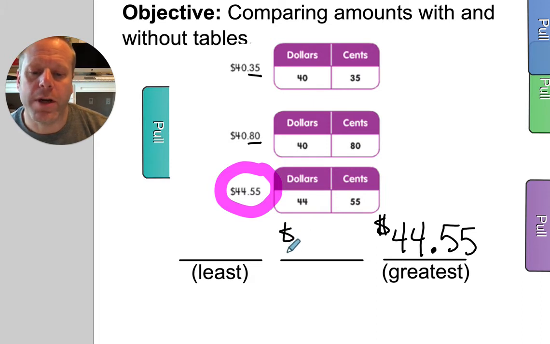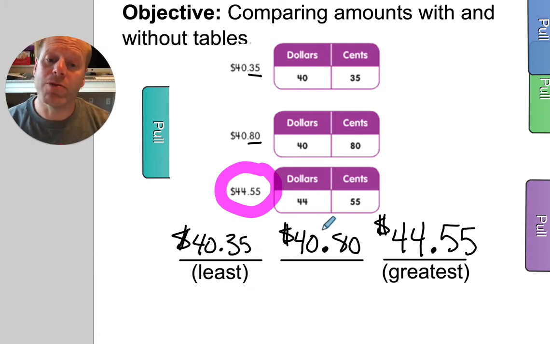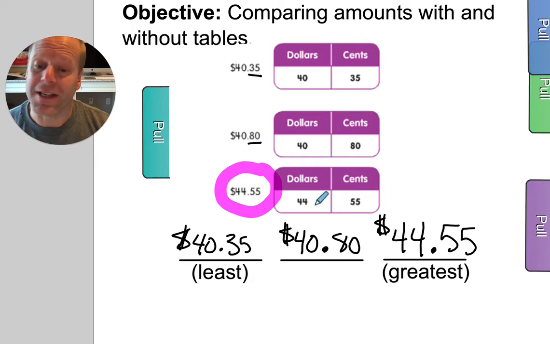So $40 and 80 cents is kind of middle. And then $40 and 35 cents is the least. And I did that by using the table. I'm looking at the differences between the numbers and deciding which is more, which is the greatest, which is the least, and which comes in between.